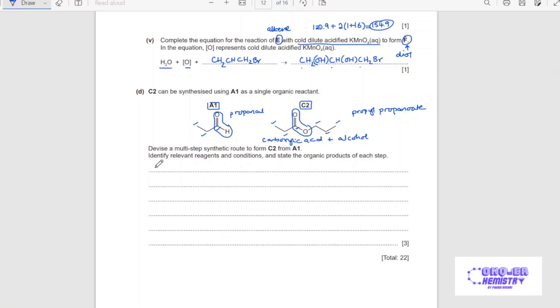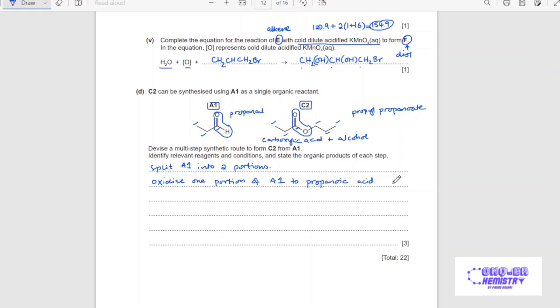So split A1 into 2 portions. And for the carboxylic acid, we can obtain it from the aldehyde by oxidation. So I will write oxidize 1 portion of A1 to propanoic acid. All right, propanal will be converted into propanoic acid.